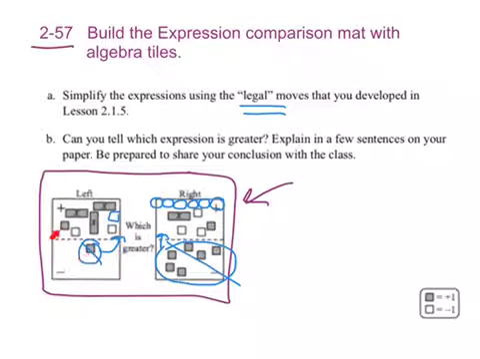So now from here, I would like us to identify any 0 pairs and let's cross them off. So I'm going to change colors.